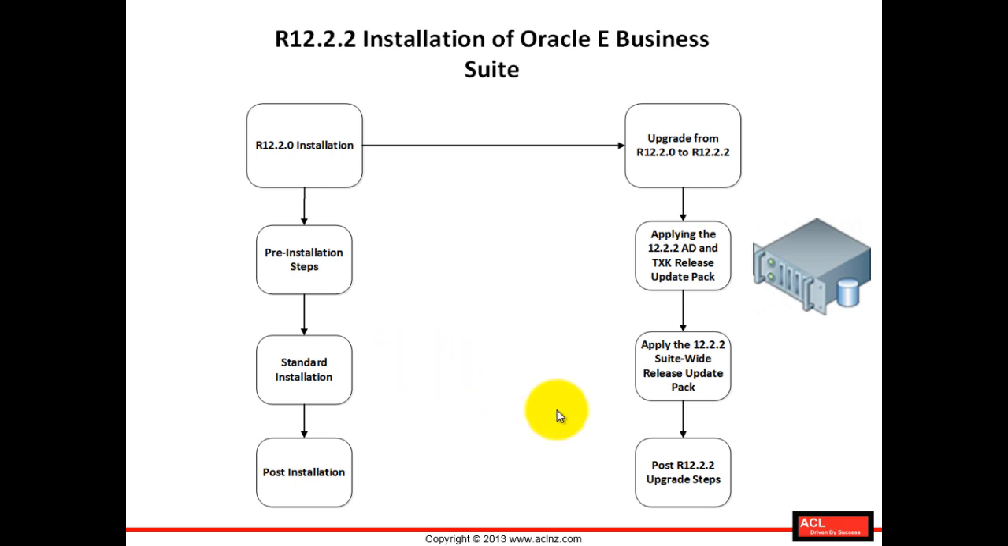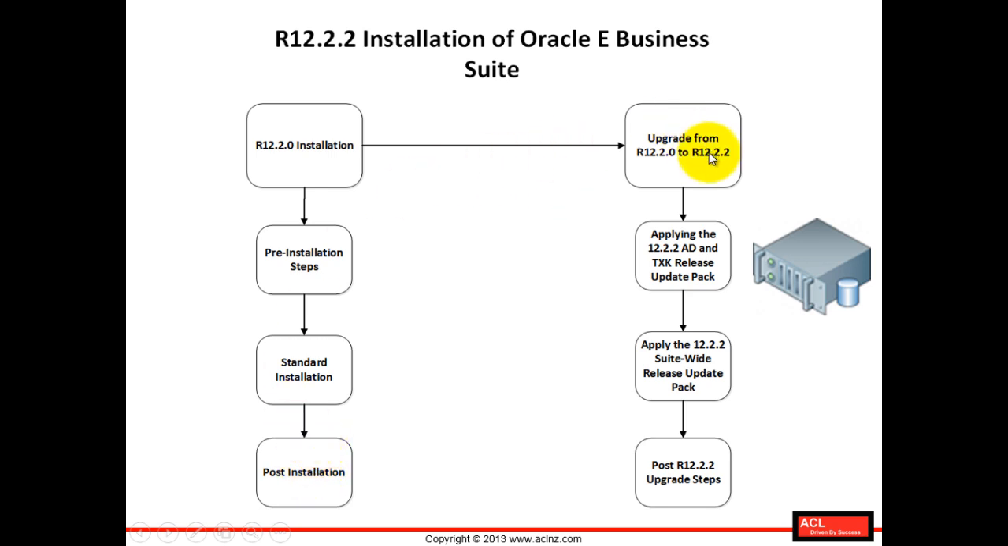Once you have done that, you complete the installation by applying a number of database and application tier patches. Once that's done, you verify the installation from the front end, whether everything is okay or whether you're getting any errors. If you're getting any errors, you must fix those errors before you go on to the second phase of upgrading from release 12.2.0 to release 12.2.2.